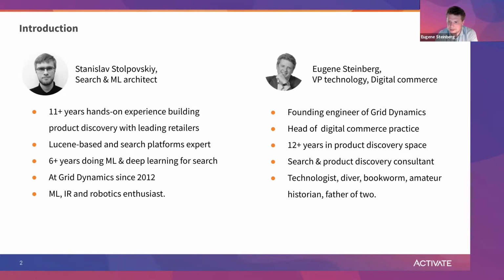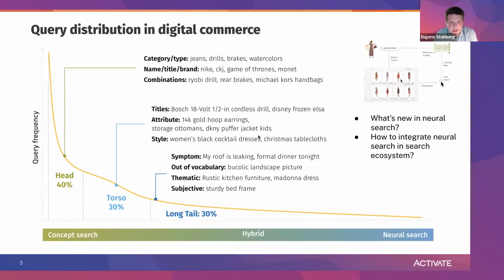Okay, so let's take it away. Today we are going to talk about neural search in digital commerce. And just as a quick recap, the motivation behind the implementation of neural search in digital commerce comes from the observations of the typical query frequency diagram in digital commerce, which usually shows that the head queries are relatively simple. They represent a name, title, brand, or a combination of simple attributes, and traditional search techniques such as concept search or semantic query parsing are very effective in tackling this kind of queries.